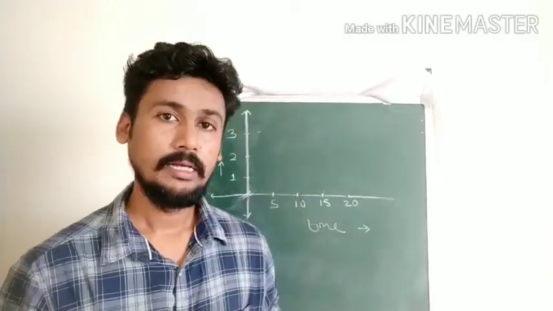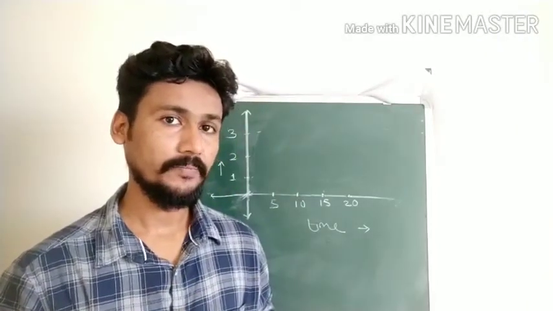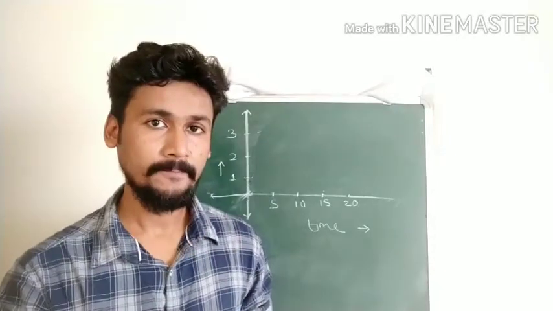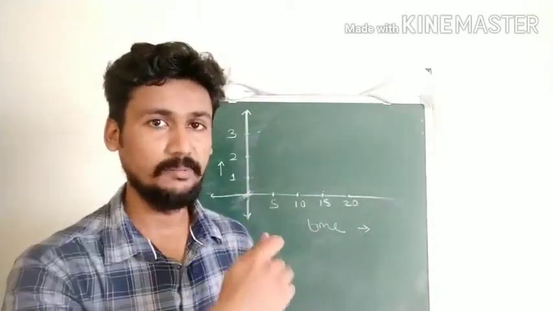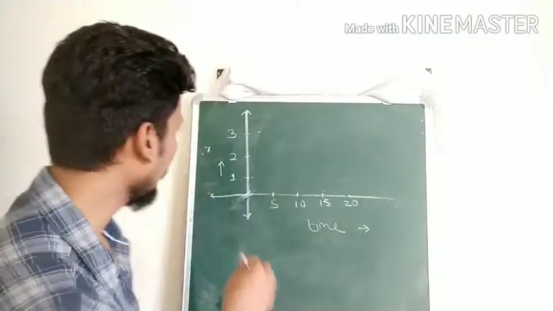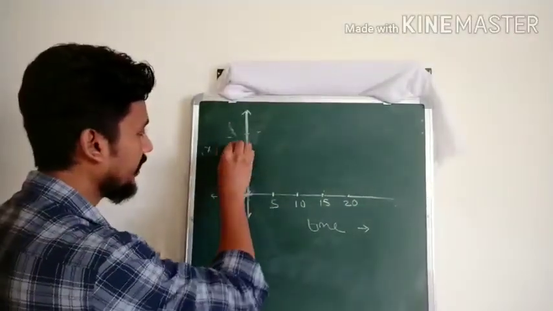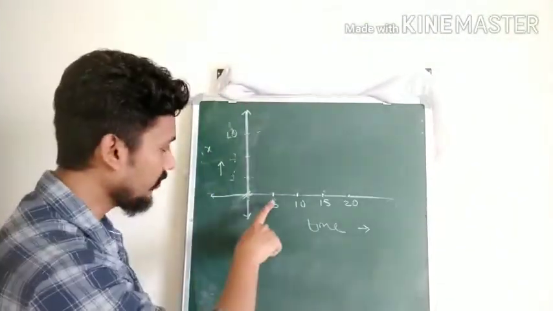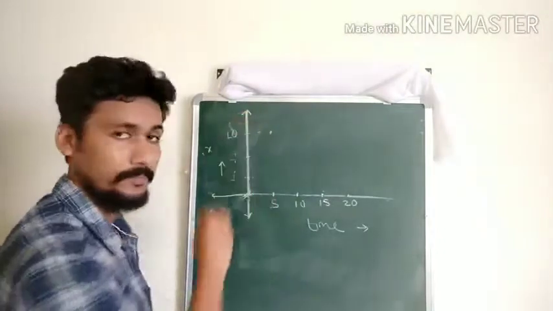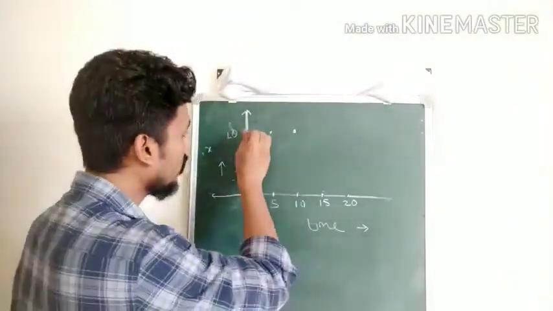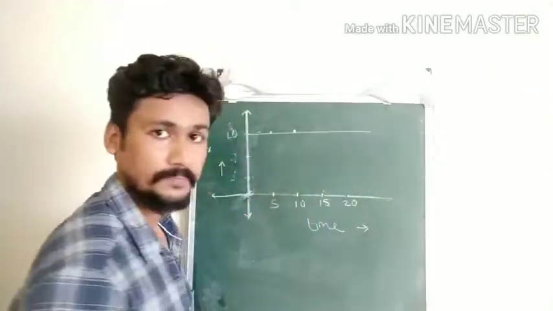If an object is at rest, what will the xt graph look like? Let us say we have a car, and the car has moved by some distance and it is standing at a distance of 10 meters. Suppose in this graph here it is 10. After 5 minutes, it will still be at 10. After 10 minutes, it will still be at 10 meters. If we join, the graph looks like this.